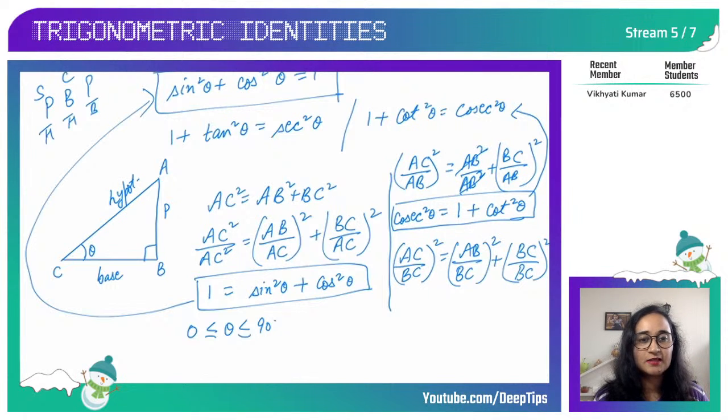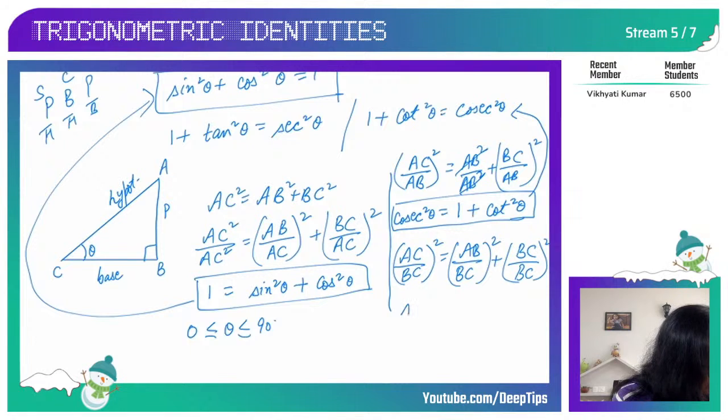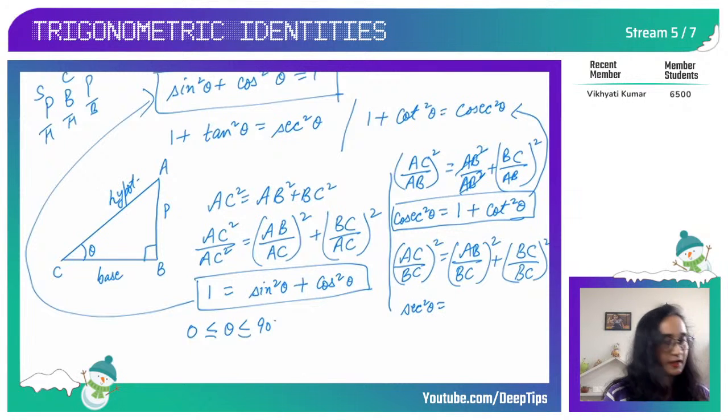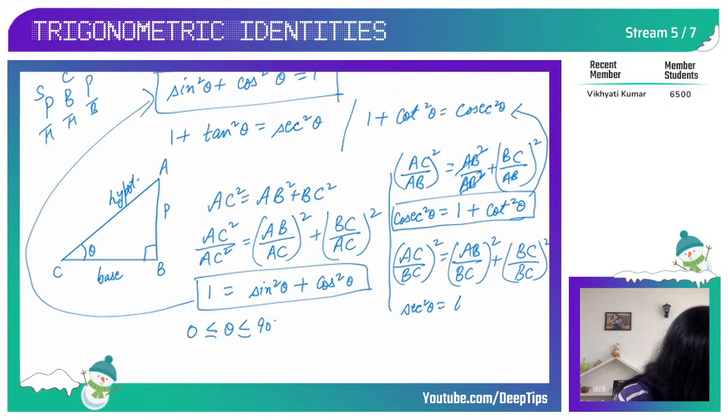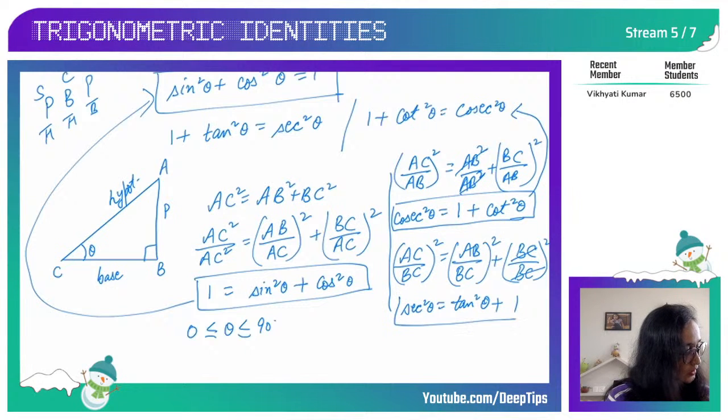So now what is AC by BC? AC is my hypotenuse and BC is my base. So hypotenuse upon base is the reciprocal of cos, that is secant. So I can write here secant square theta. And what is AB by BC? AB by BC is perpendicular upon base. And what is perpendicular upon base? That is my tan theta. So I can write here tan square theta and this BC gets cancelled. So 1 plus tan square theta is equal to secant square theta.